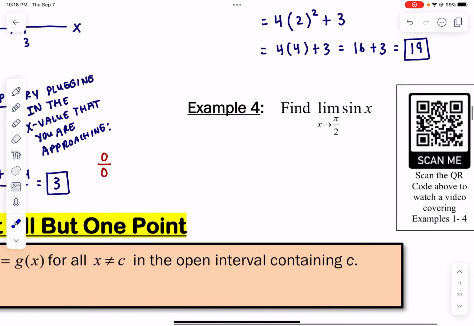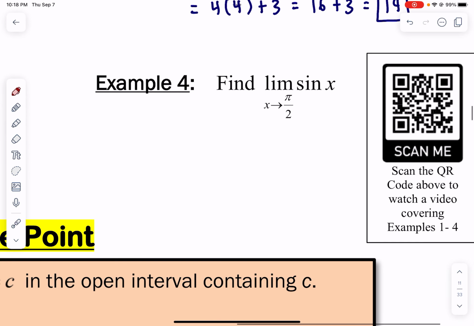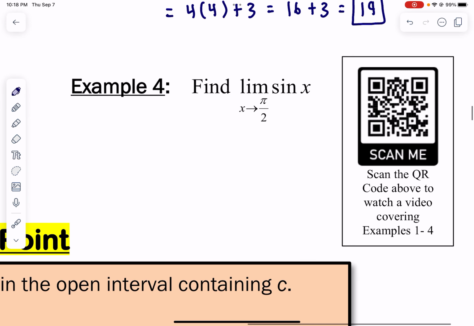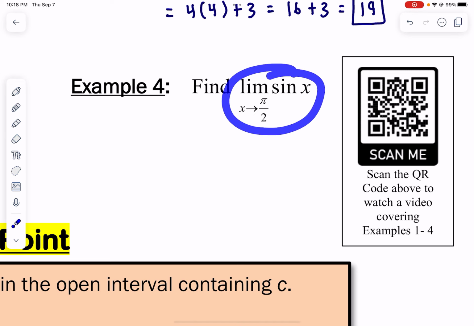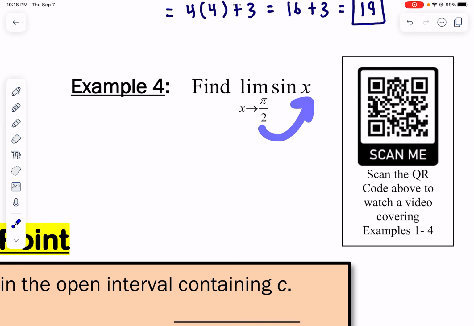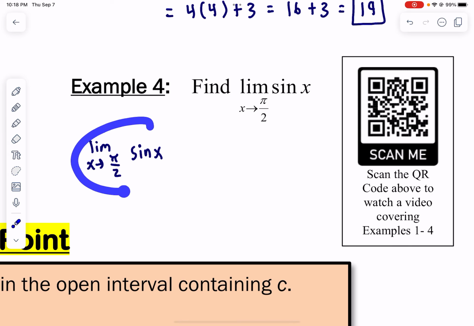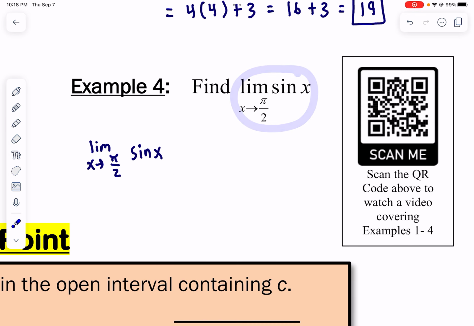So now let's go on to example 4. Not too hard. In example number 4, they want us to find the limit as x approaches pi over 2 of this trigonometric function, sine of x. So if we go back to our properties, all we've got to do is plug in pi over 2 for x. So let me just rewrite the limit as x approaches pi over 2 of sine x. I think it's always a good habit to rewrite the limit.